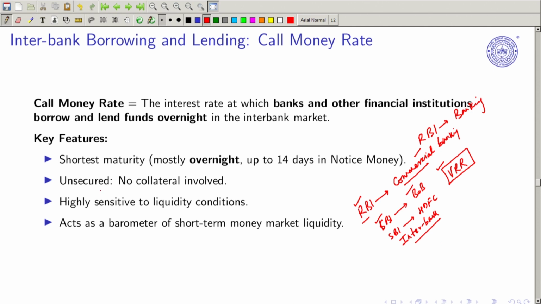And one of the important instruments is the call money rate. It is the interest rate at which banks and other financial institutions borrow and lend funds overnight in the interbank market. Its shortest maturity is overnight. Call money rate is the interbank rate, right? Call money rate is also called CMR.